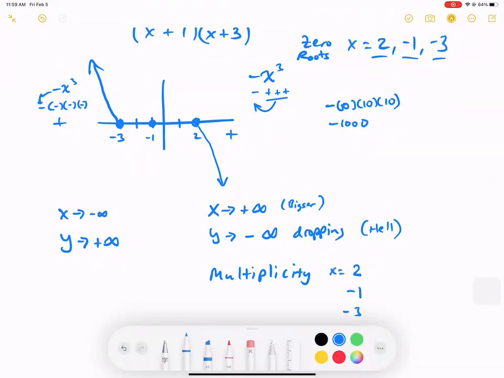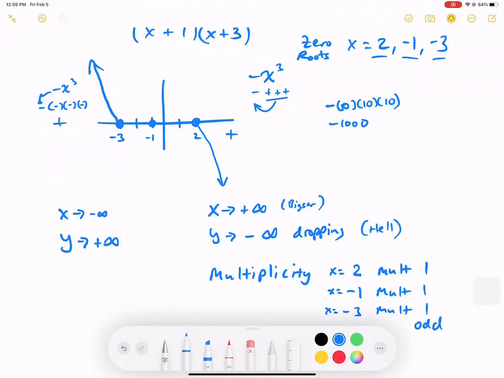So for x is equal to, how many times do you see the answer 2 up here? We only see it once. So it has a multiplicity of 1, and we abbreviate that MULT. Negative 1, I only see that once. And negative 3, I only see this once. So these are all odd. Do you guys agree the number 1 is odd?